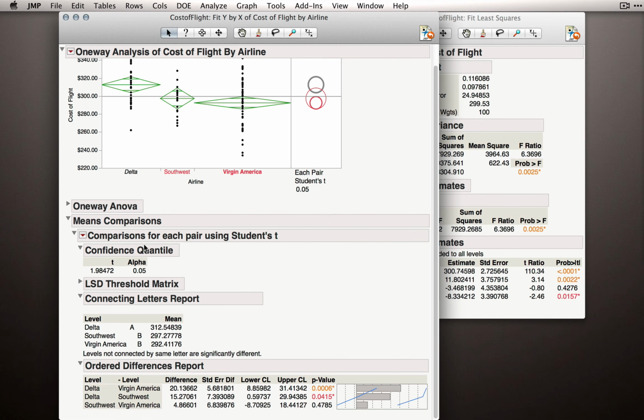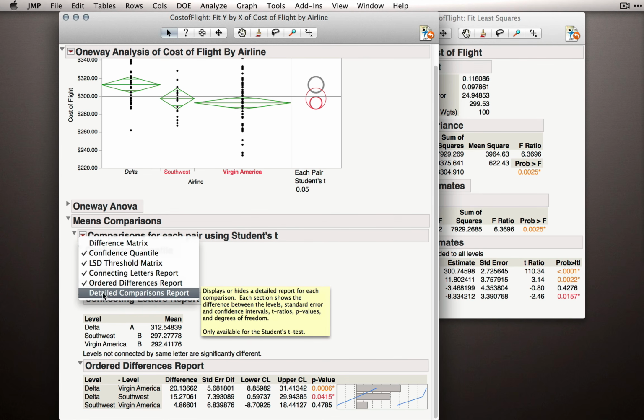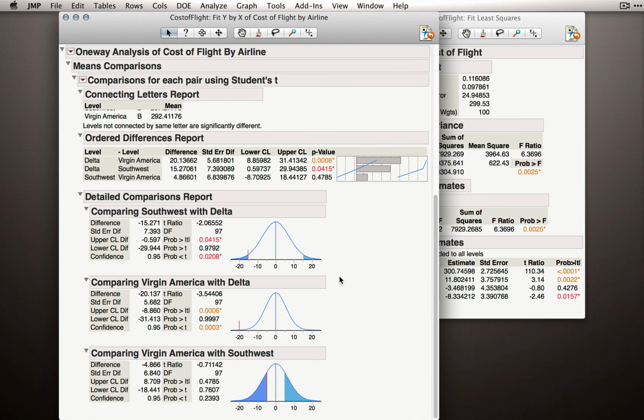Now I'm going to scroll down and I want to click the red triangle next to the comparison for each pair, because we have one additional option that'll be useful to us when we're looking at many comparisons, and that is the Detailed Comparisons report. When you select this report, JMP will print out the t-test reports that you would get if you were considering just those two means. So we'll get the more complete report, including the representation of the sampling distribution of the mean difference. Now these p-values, the two-tailed p-values, will match the p-values that are given in the ordered differences report. But often, especially when we're reporting the results of our tests, we'll need the t-ratios that are associated with each test. So these t-ratios will be what we'll want to report.